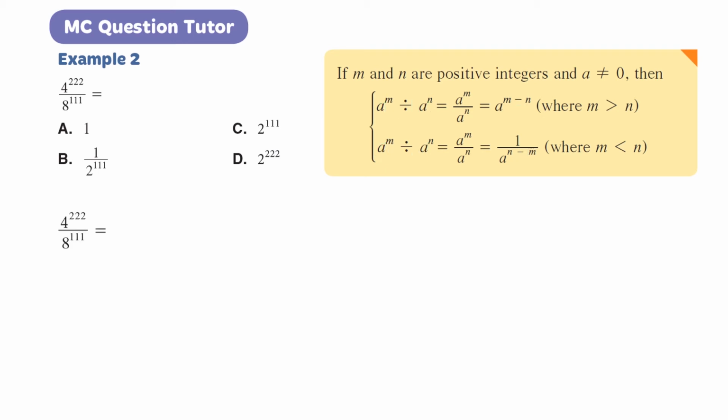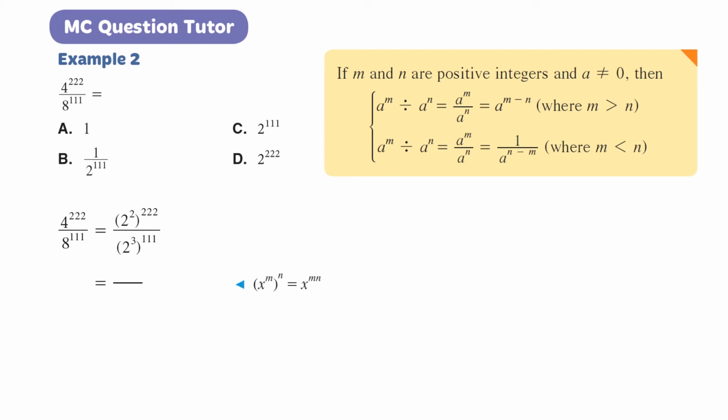That means our target is to make 4 and 8 to the powers with the same base. Usually, we make the larger base to a smaller base. Let me show you the steps. 4 equals 2 square, while 8 equals 2 cube. For a power of a power, we can multiply the indices together.